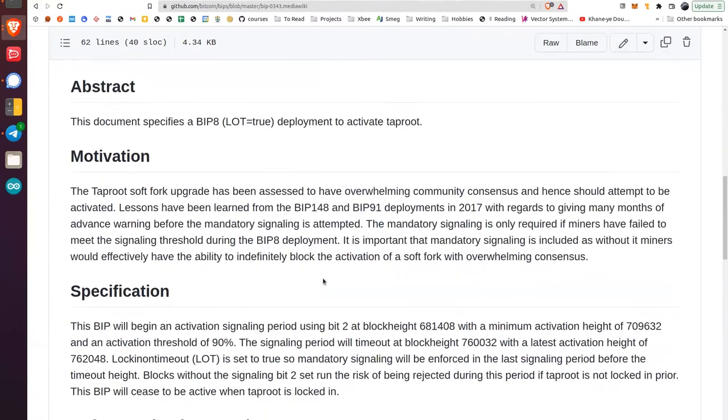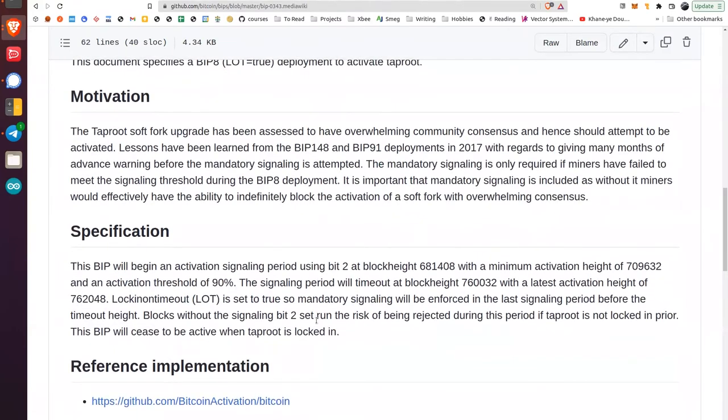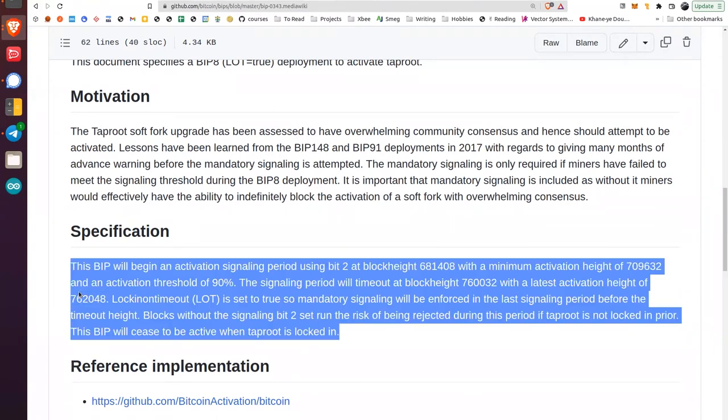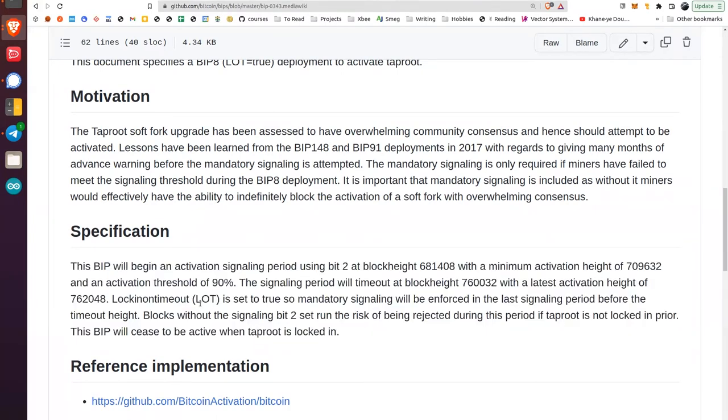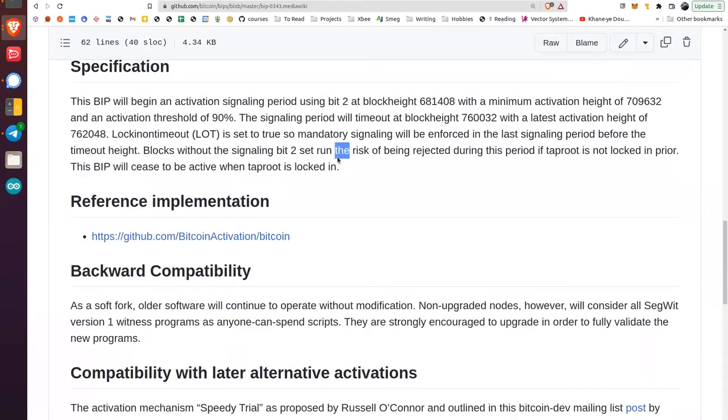That's fine. But you'll notice this isn't nearly as nicely spec'd as the other ones, right? The other ones had rules and if statements written into them. This is just, the signaling period will begin at block height whatever, with a latest activation height. Lock in on timeout, is that true? So it's a spec, but you're not going to implement this. These are almost like rules.